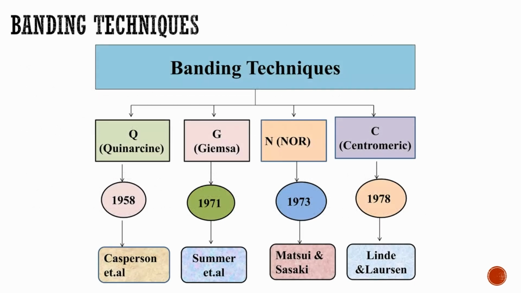These are the various banding techniques: Q banding, G banding, N banding, and C banding. Q banding is the oldest technique. The scientist associated with this is Caspersson et al. Giemsa staining is the most commonly used method, by Sumner et al. The N banding is by Matsui and Sasaki. The C banding is the latest banding technique by Lindsley and Lawson.